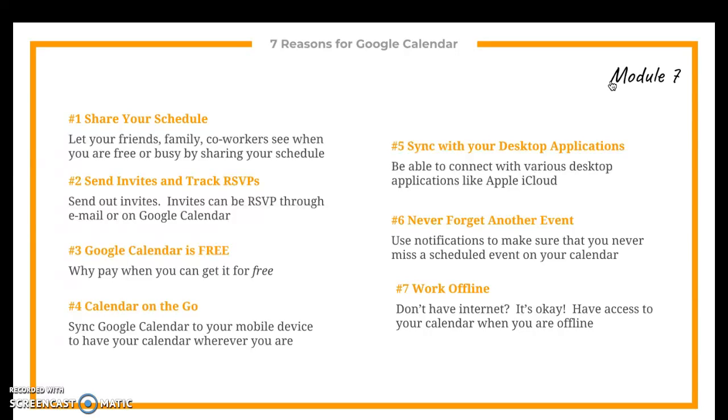Number 6, never forget another event. One of the great things about setting up Google Calendar is that your events can have notifications. You can set your notifications for various times. If you want to be notified 10 minutes before the event, 30 minutes before the event, 2 hours before the event, or even a day before the event, you will get a notification to make sure that you are on time.